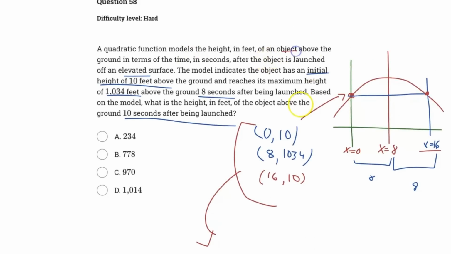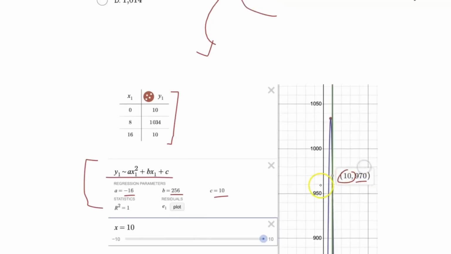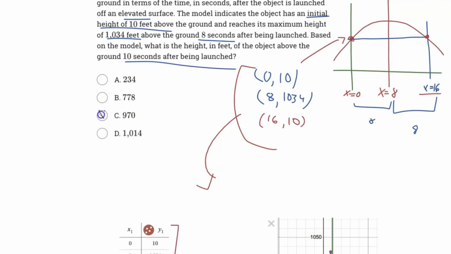The value of the object, or the height of the object 10 seconds after being launched, is when x equals 10, right? So we just put in x equals 10 here, found the intersection, and we see that when x equals 10, the y value equals 970, therefore our answer is choice C.